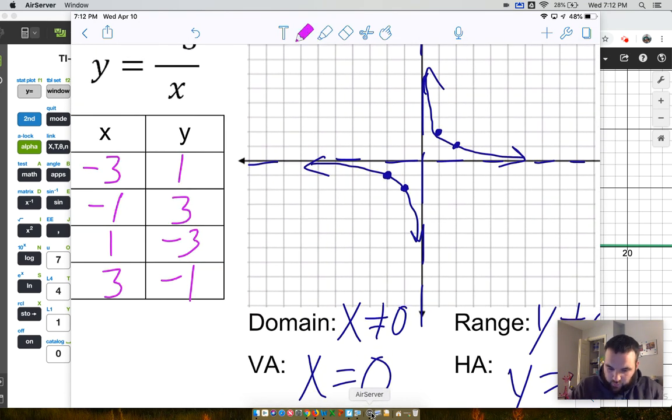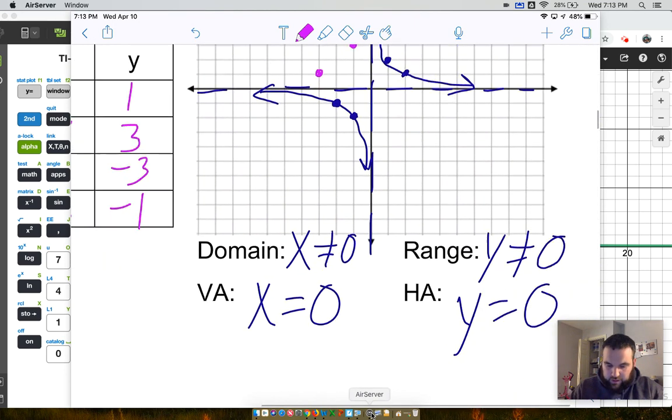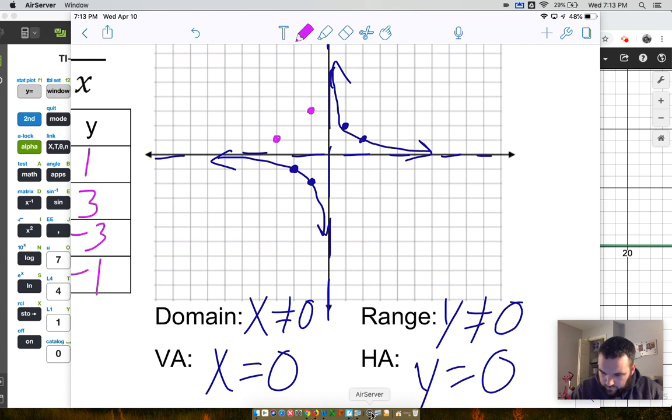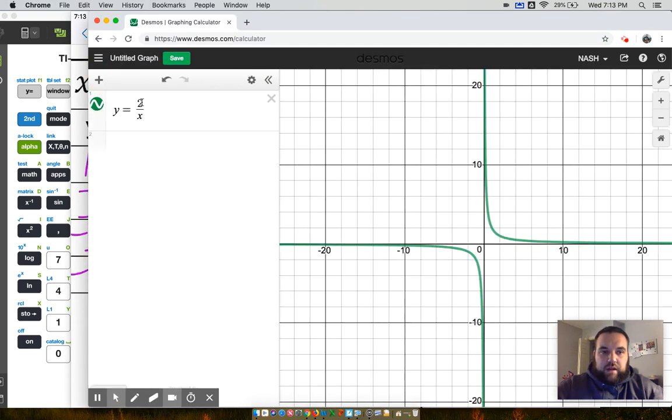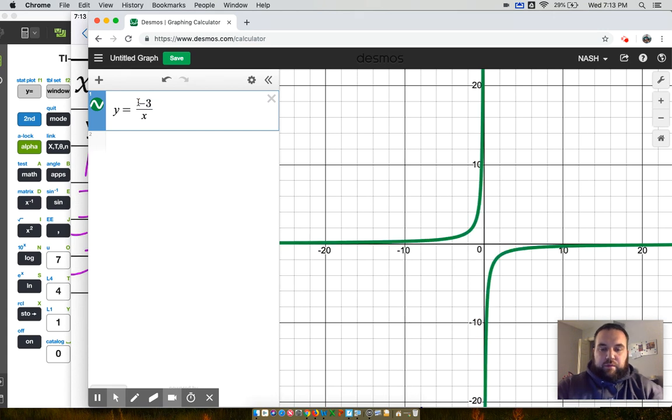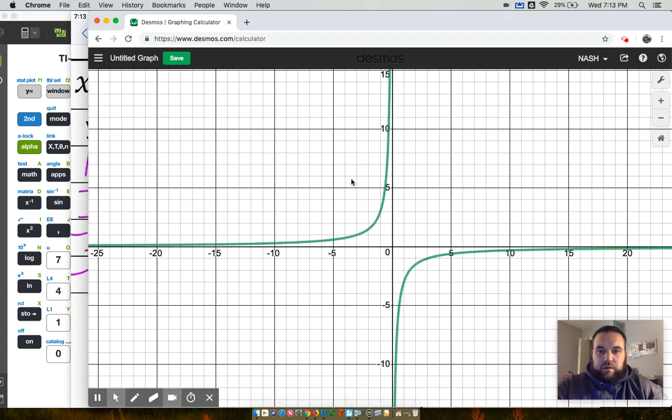So if I plot these points, -3, comma 1, -1, comma 3, 1, comma -3, and 3, comma -1. Again, you can maybe guess what this is going to do. If I replace that 2 with -3, you'll see that still that same sort of shape, but now it is switched to the other quadrants of the graph.